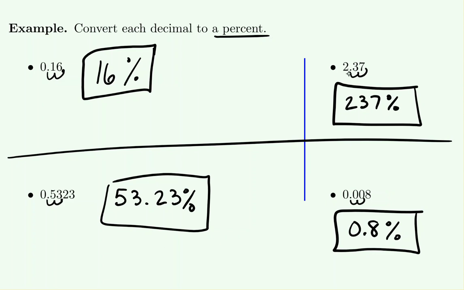For the remaining 2 problems, we would get 237% after we move the decimal place twice. And then here, when we move the decimal place over twice, we would get 0.8%.